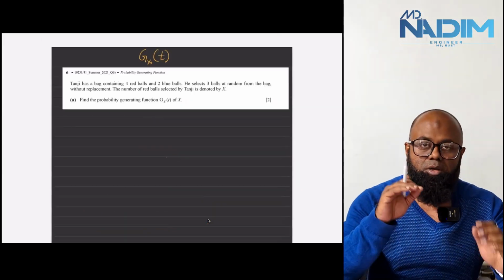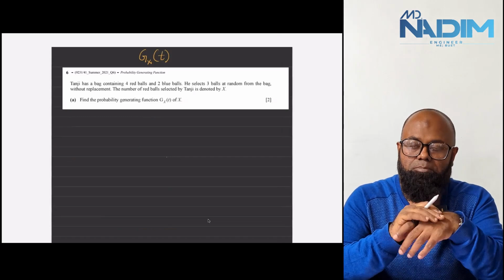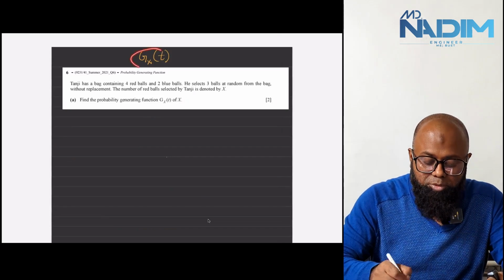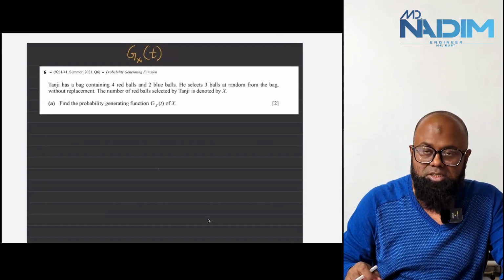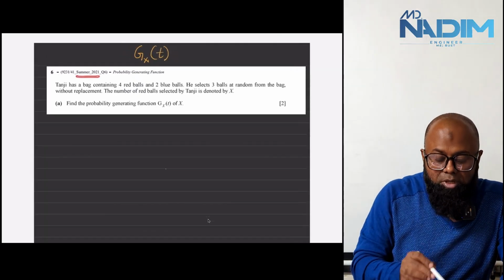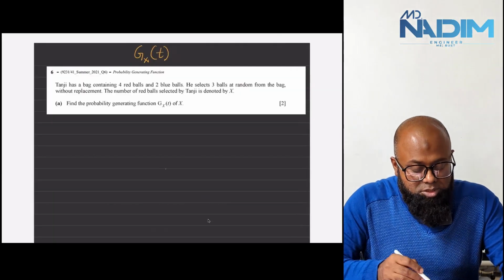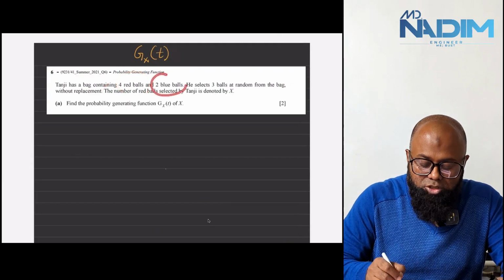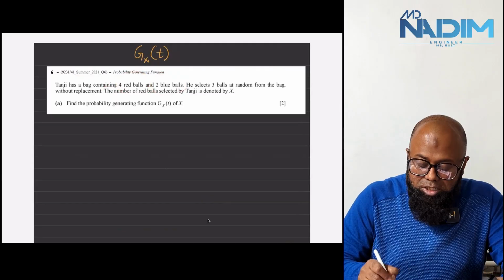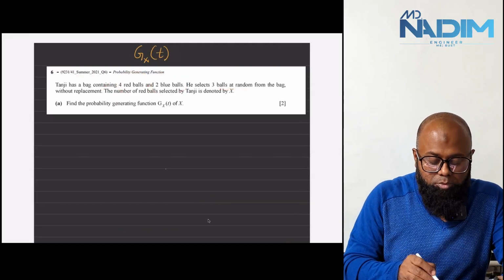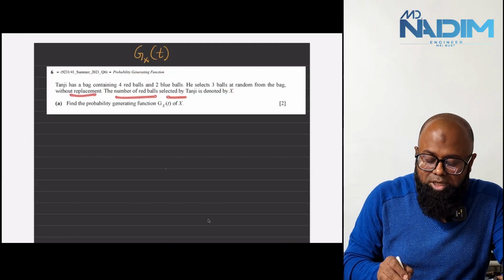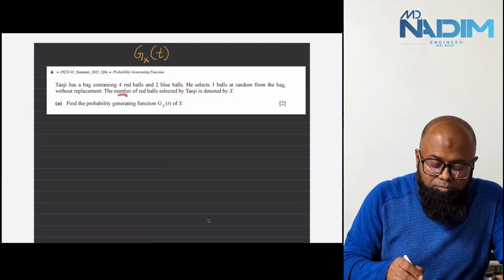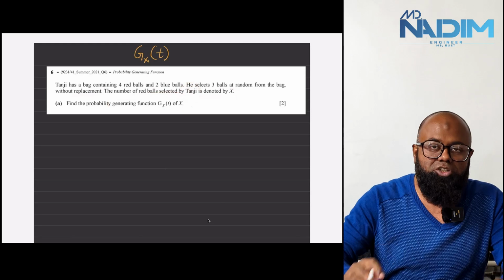Now next one, we will directly deal with a sum to generate the probability generating function. I have taken a sum from the question paper, which is from summer 21. Tanji has a big bag containing 4 red balls and 2 blue balls. He selects 3 balls at random from the bag without replacement. The number of red balls selected by Tanji is denoted by X. Now you are asked to write down the probability generating function of X.